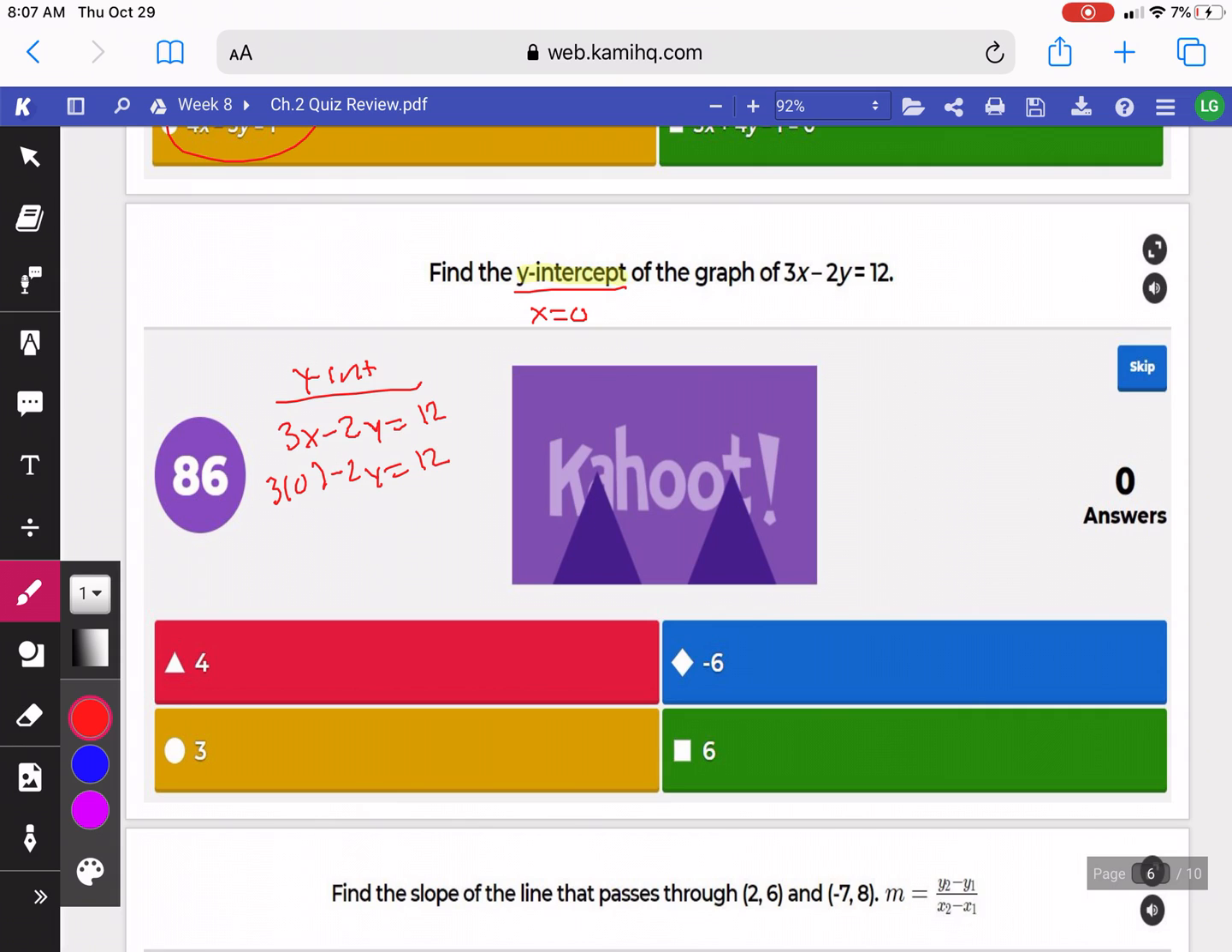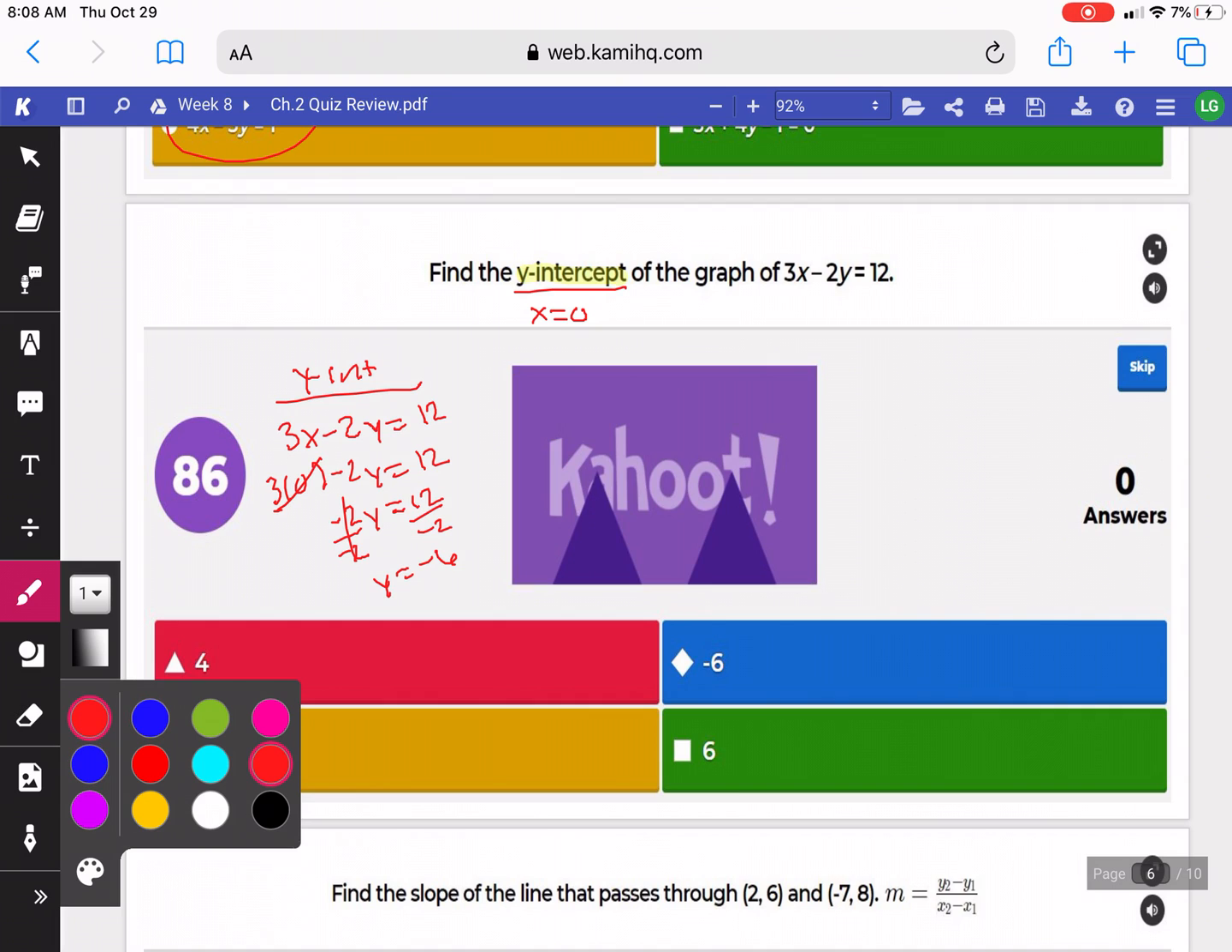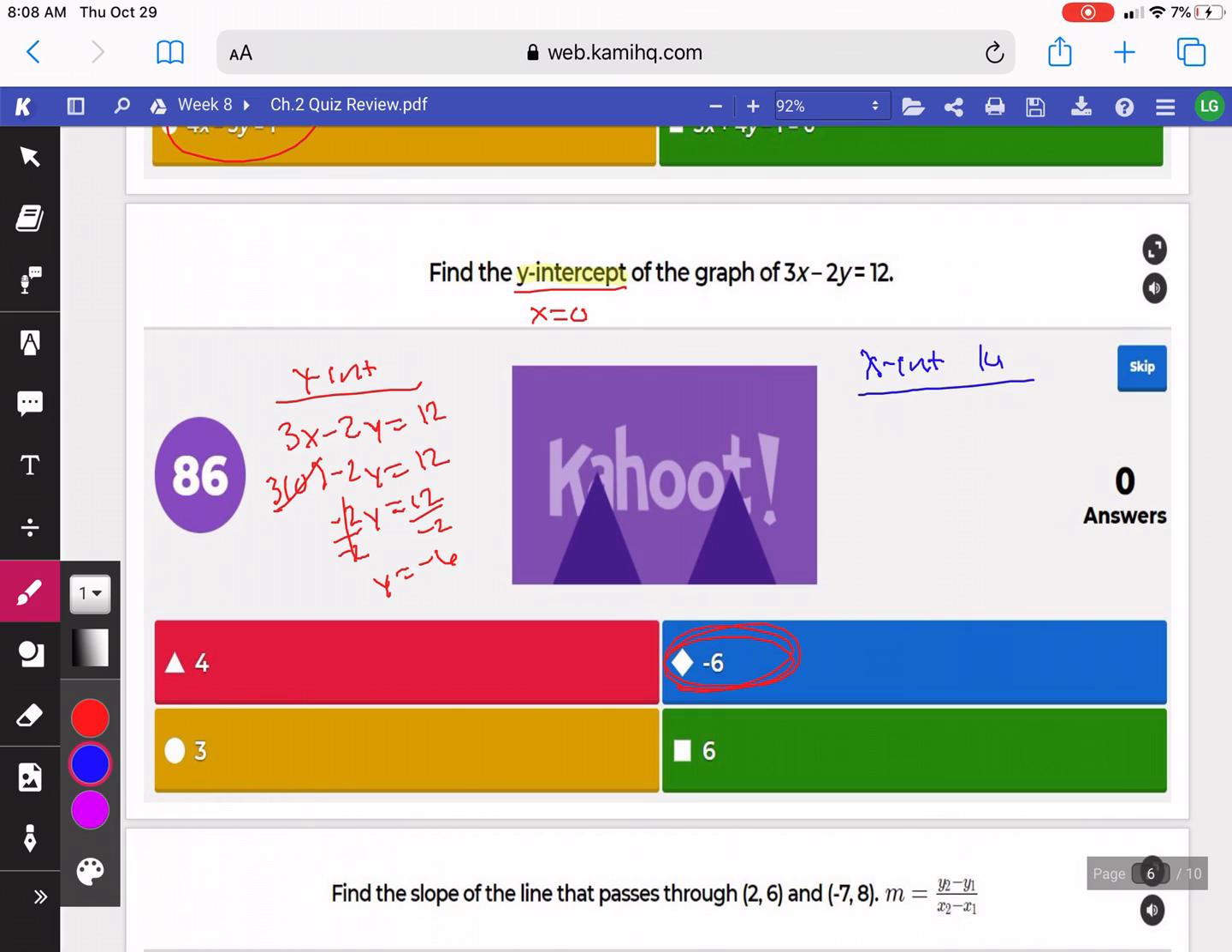Here, 3 times 0 is 0, so that disappears, and we're left with -2y equals 12. Then if we divide by -2, we get -6 for our y-intercept. Now, they could have also asked for the x-intercept. If they had asked for the x-intercept, then you would have plugged in 0 to the y instead.